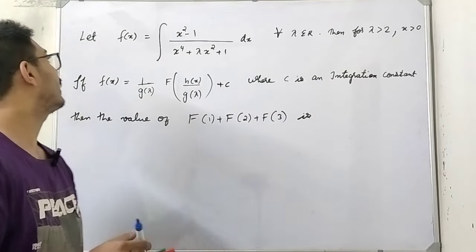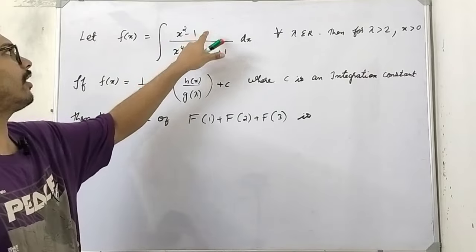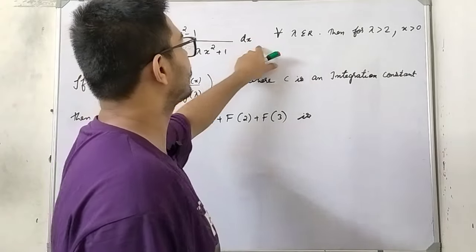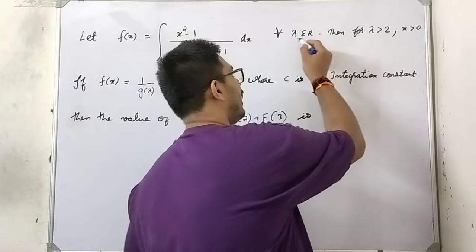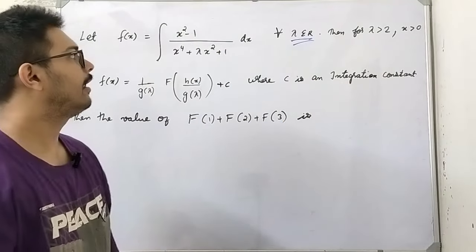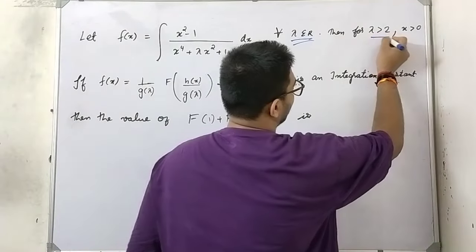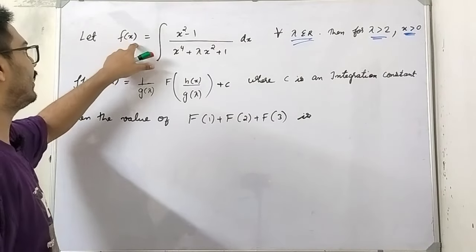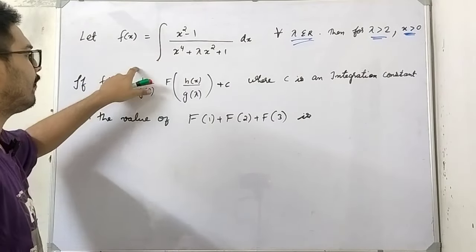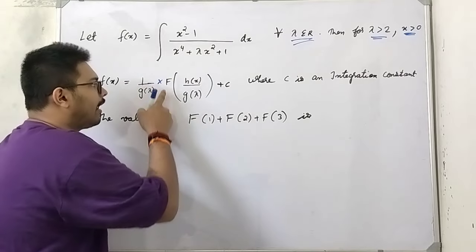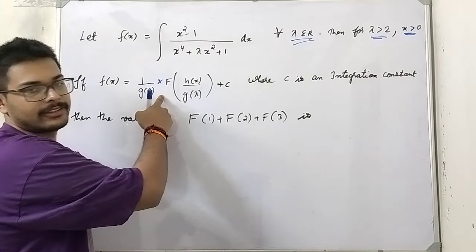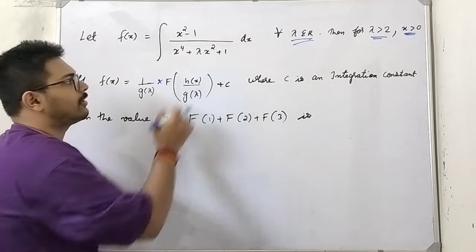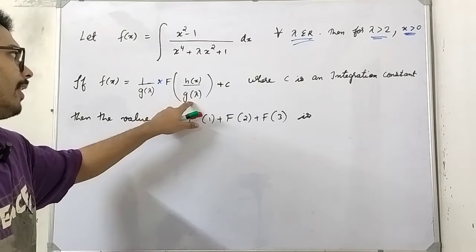Let us solve this question. If f of x equals the integral of x square minus 1 divided by x raised to 4 plus lambda x square plus 1 dx, for every lambda element of real numbers, then for lambda greater than 2, x greater than 0, the integral value of f of x equals 1 by g of x into F of h of x divided by g of lambda plus c, where capital F is a function.